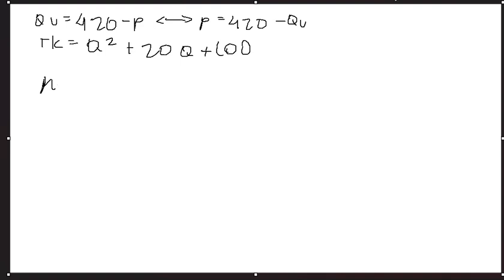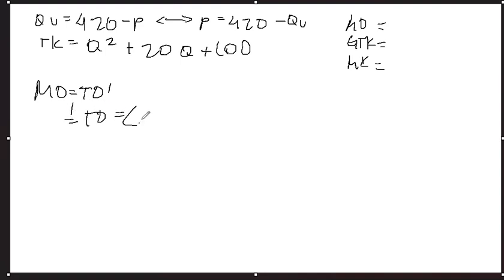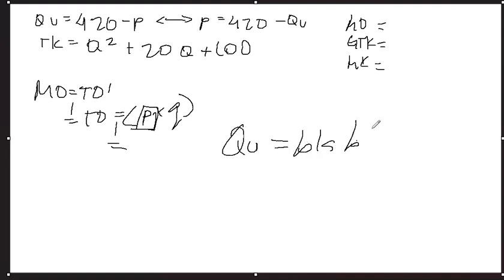So we're going to first go with MO. Let me put MO here, GTK and MK for later, because I want to save space. MO is equal to the derivative of TO, but we don't have the TO here, just the formulas to get it. TO is equal to P times Q, yes? The P we get from the demand line. You can write the demand line like this or like this, but the point is we need to use this form.